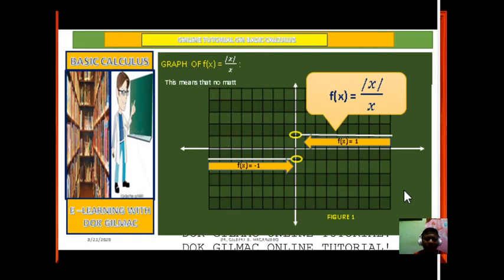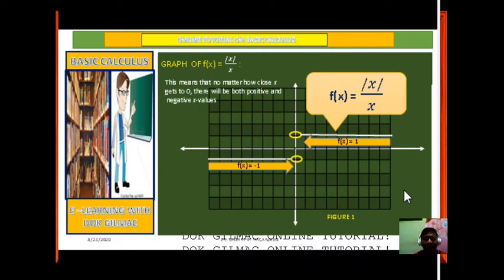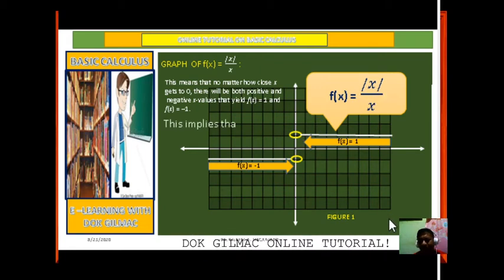So this means that no matter how close x gets to 0, there will be both positive and negative x values that yield f of x equals 1 and f of x equals negative 1. So there is a discontinuity in the graph of the absolute value of x over x. So this implies that the limit does not exist.